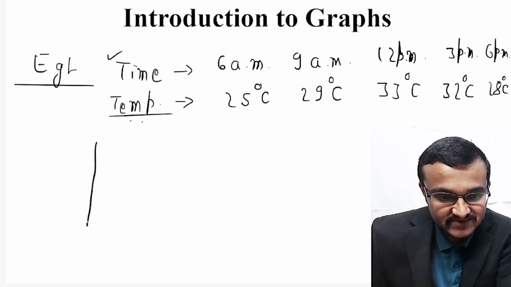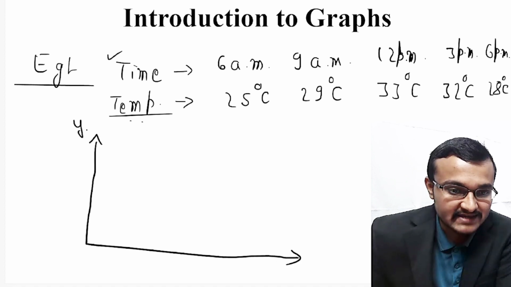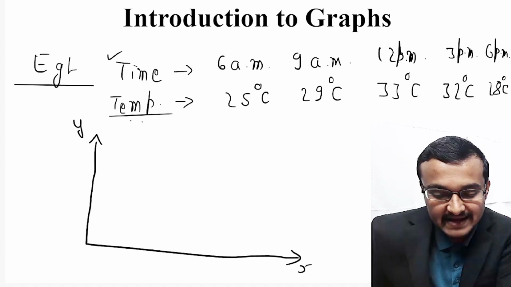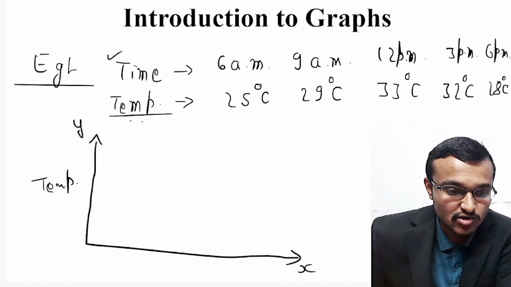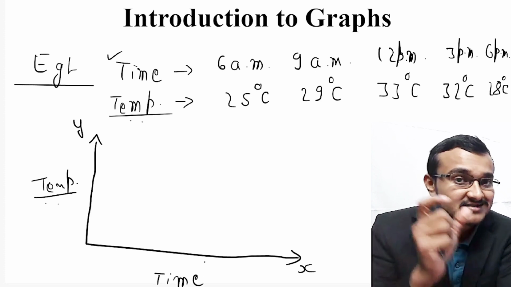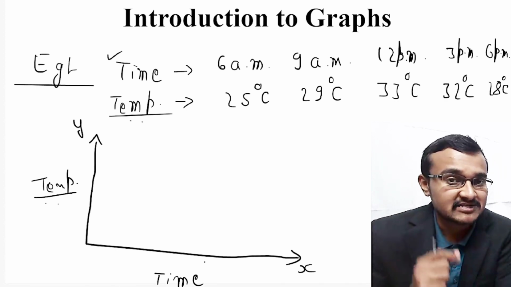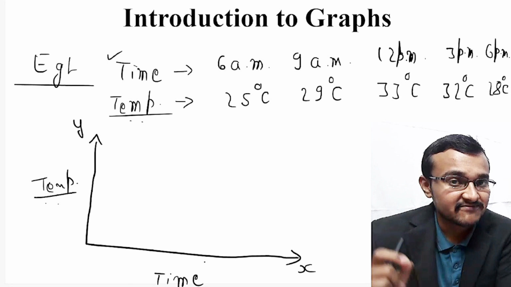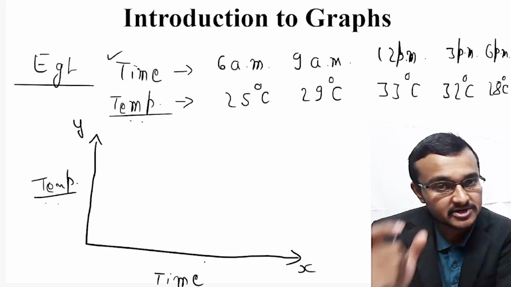So in this case we have to take time on the x-axis and temperature on the y-axis. So if this is the y-axis, then this is the x-axis. Here I am taking temperature on the y-axis and time on the x-axis. Now you have to set a scale for this. If you go to my previous video where I have explained bar graph, line graph and pie chart, there I have explained how to scale a particular graph.